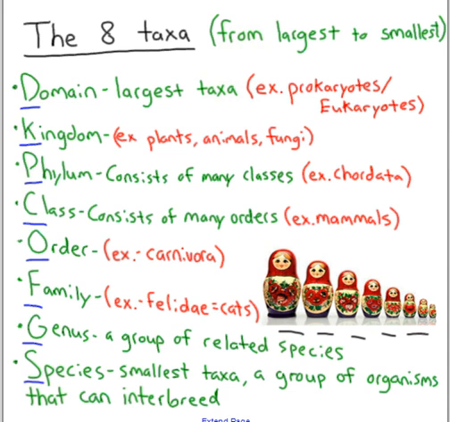So once again, from largest to smallest, we have the domain, which is mainly prokaryotic or eukaryotic. That's the difference there. Kingdoms are examples like plants, animals, fungus.